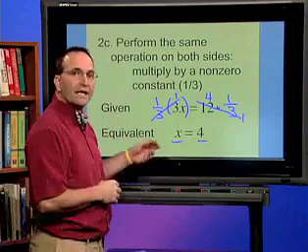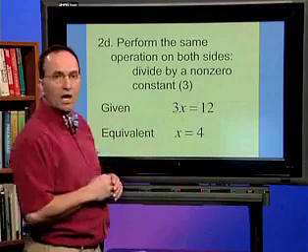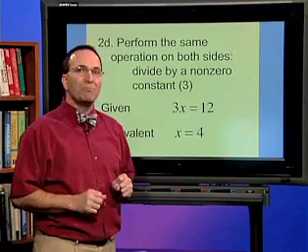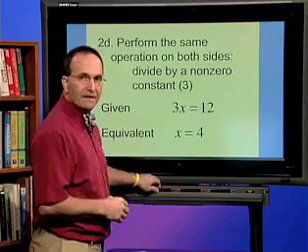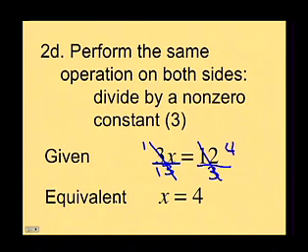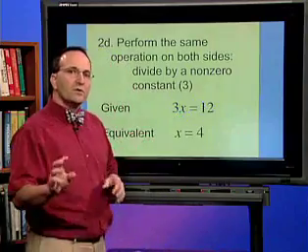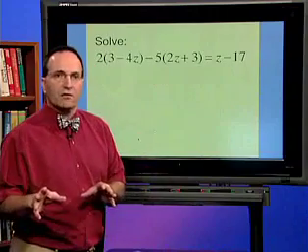The final thing we want to look at is dividing both sides by a non-zero constant. In this case, we're going to divide both sides by 3. So what that looks like is 3x divided by 3 and 12 divided by 3. Once again, the 3's reduce down to 1, and we get x. And over here, the 3 goes into 12 4 times, and 3 into itself once, so we get x equaling 4.